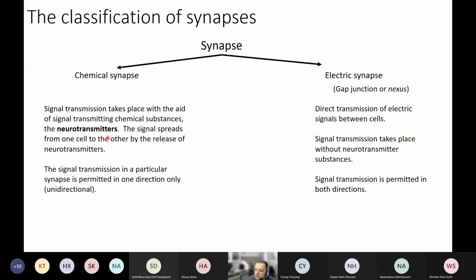These chemical substances which transmit the signal are called neurotransmitters most of the times. The signal transmission, because the neurotransmitter is released from one cell, the next cell has some receptors for that, and only those receptors can perceive the signal which carry the receptor. The signal transmission is unidirectional, so it can go in one direction only. This is an important difference if we compare it with the electric synapse.